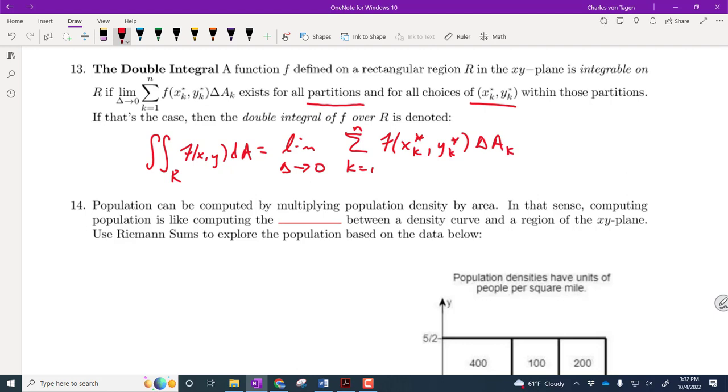Now folks, how do I remember this as I'm writing it out? I'm simply remembering what it is we're computing. I'm summing up a bunch of columns. Each column has this height and this area of base. All right.